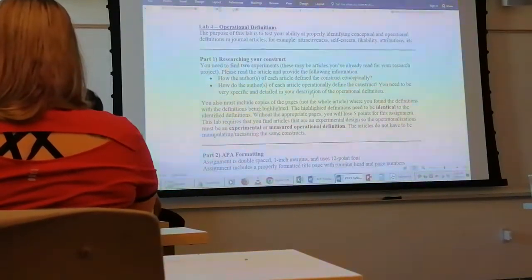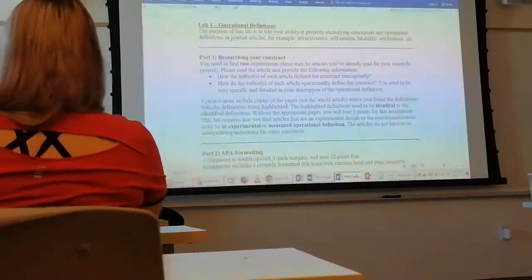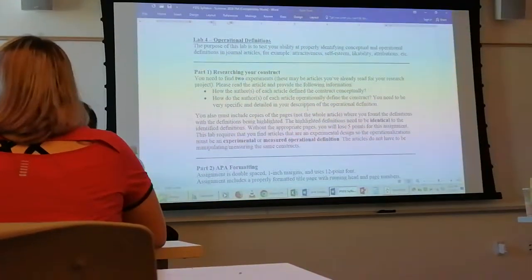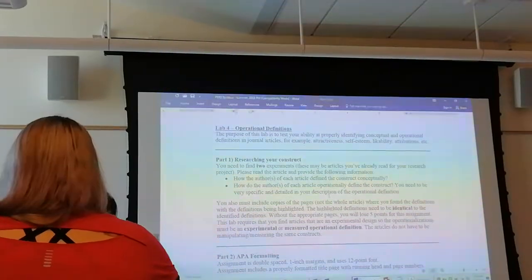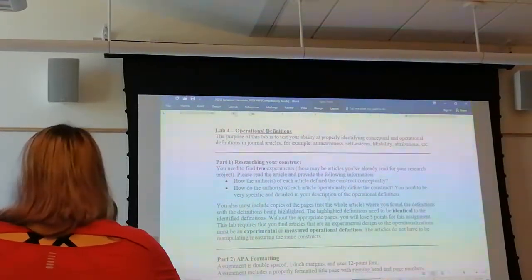Part one, researching your constructs. So you need to find 2 experiments. These may be articles you've already read for your research project. Perfectly fine. Please read the article and provide the following information.